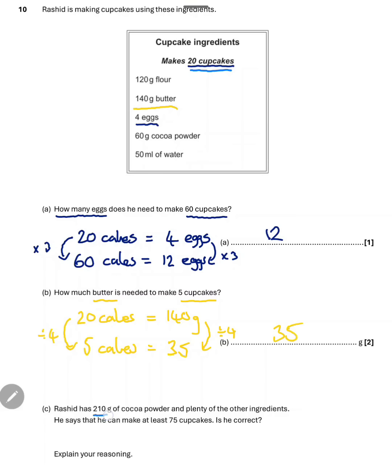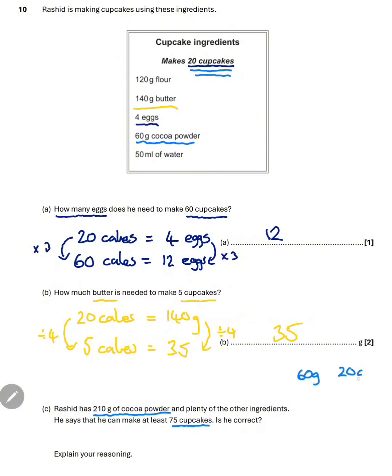Part C says we've got 210 grams of cocoa powder and everything else. We're not bothered about everything else. We've got as much ingredients as we need. And what we want to know is, can we make 75 cupcakes? Well, we need to know how much cocoa powder we need for the 20 cupcakes. So I'm going to set that out now. We need 60 grams, and that does 20 cakes.